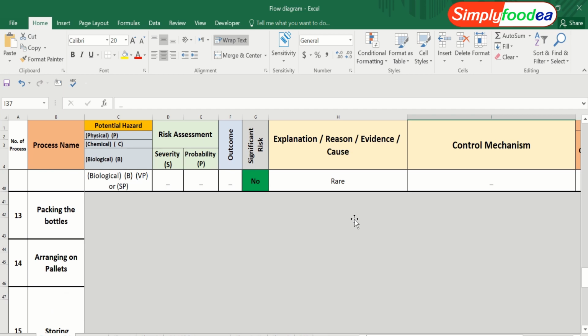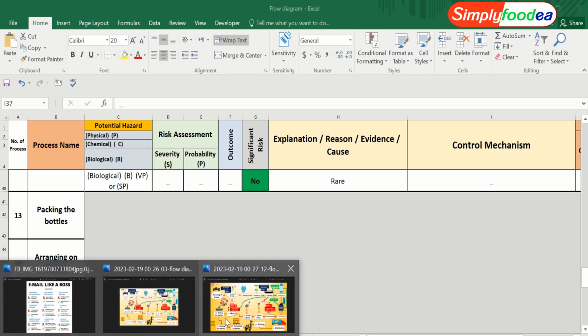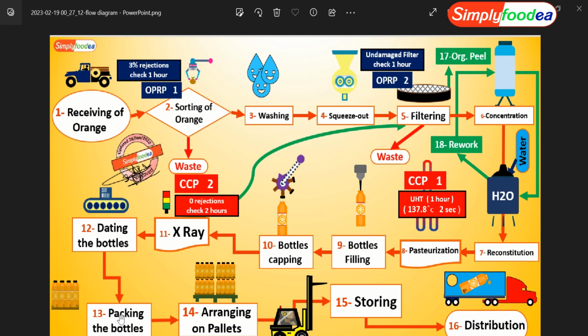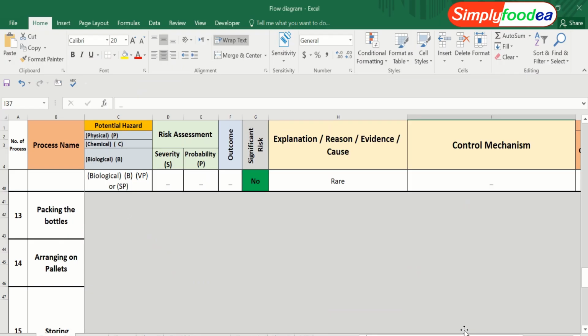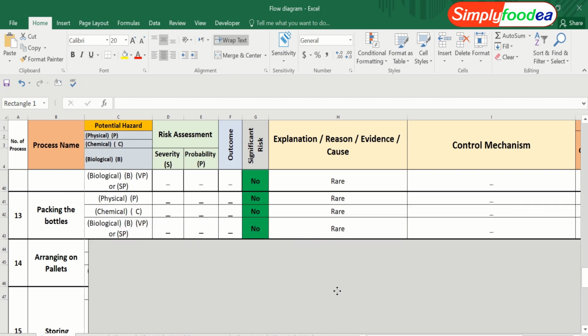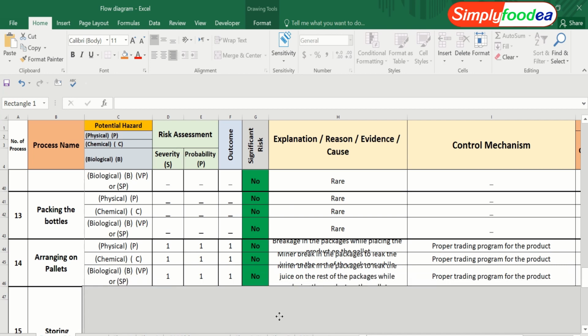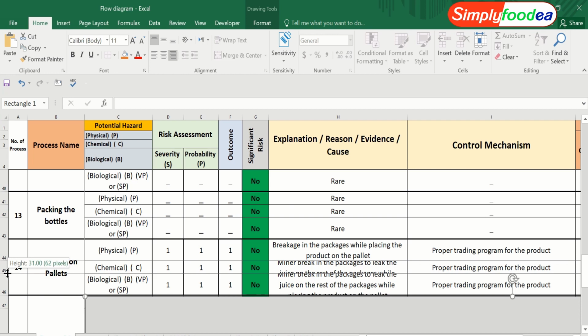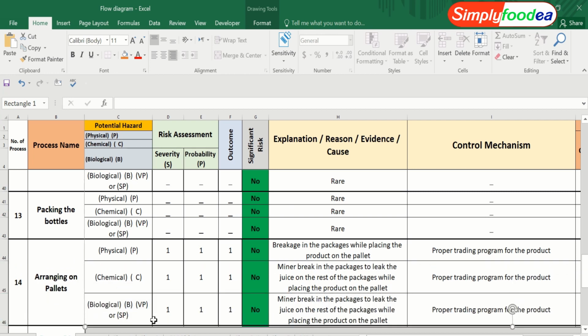Now the packaging of the bottles, as here about the flow diagram, the packing of the bottles, arranging on pallets, proper storage and proper distribution. So we'll continue today about the packing. Also, there are no possible hazards. The HACCP team decided this, and the arranging of the pallets. We'll see the issue from these processes.